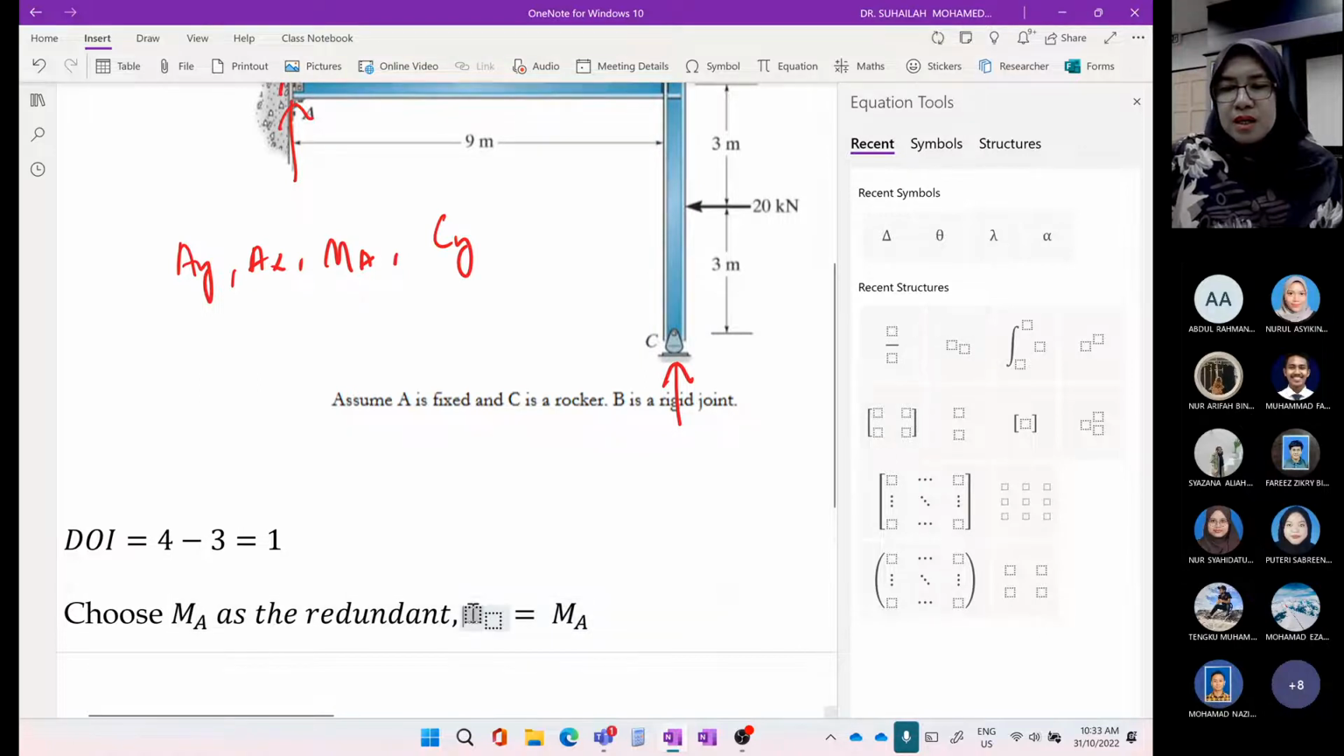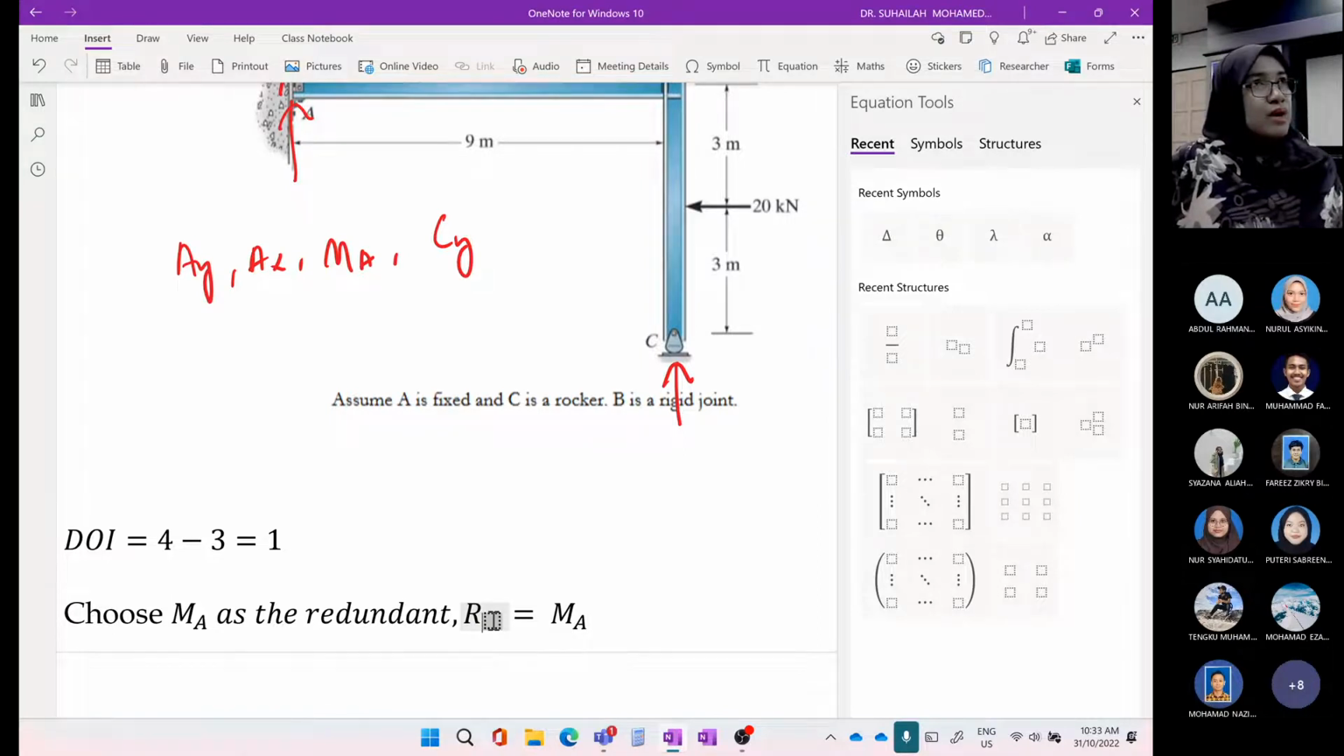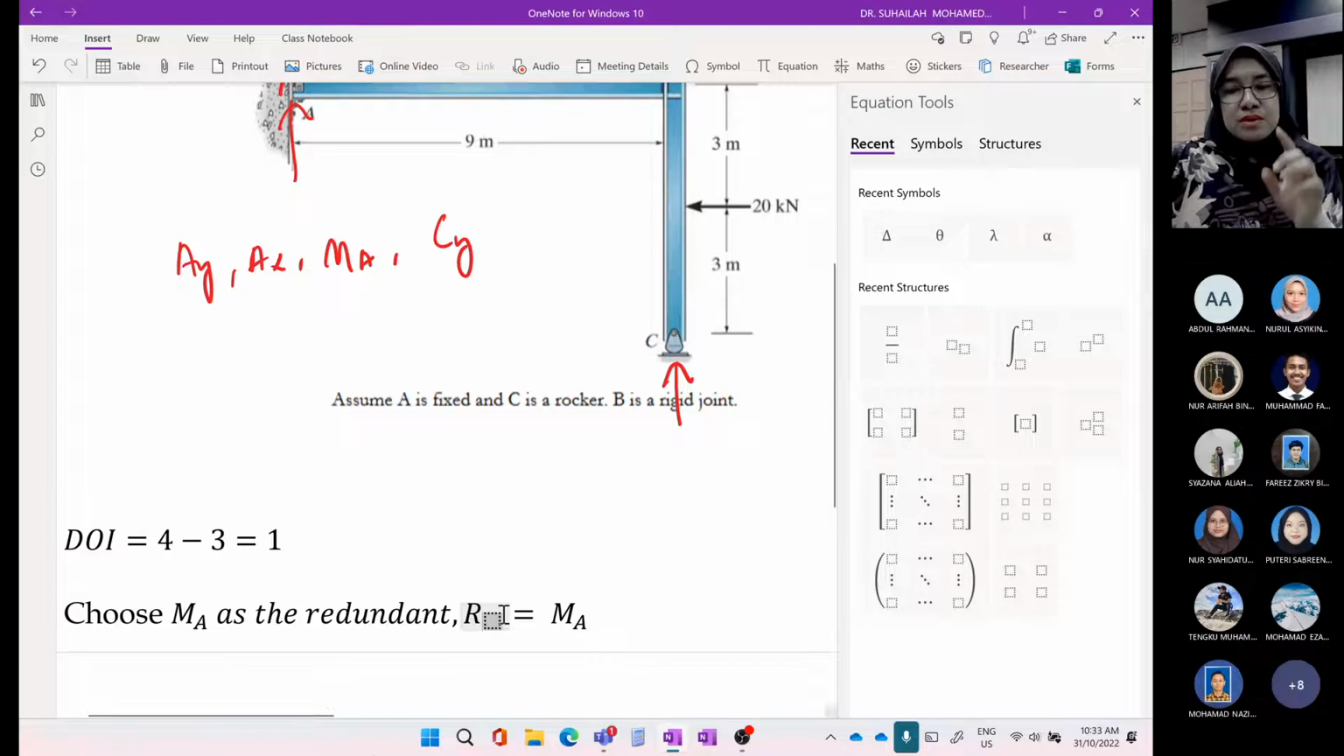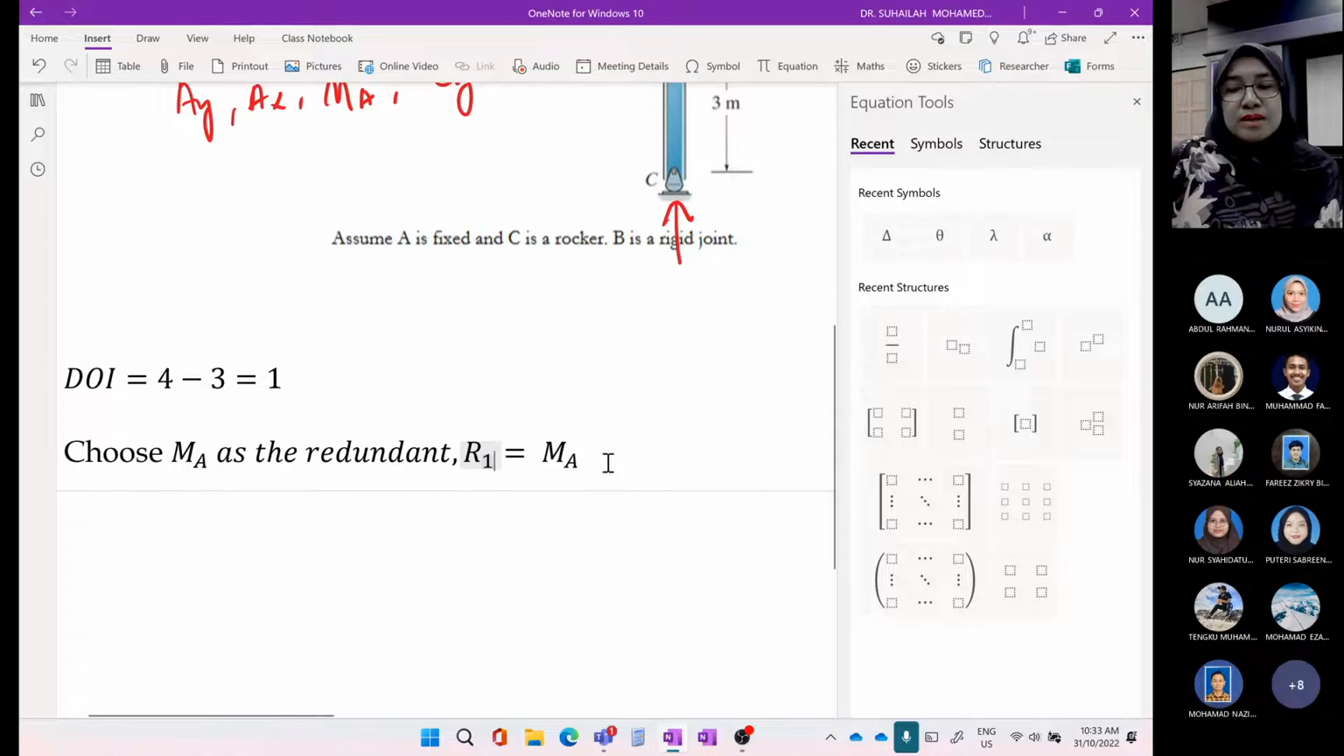Get familiar with numbering. R1 is for redundant 1, because when we have 2 redundants, we will have R1 and R2. In this case, we only have 1 redundant, so we can write R and we can also write R1. Get familiar with numbering because after this we will deal with everything with numbering. So instead of using the symbol A as the redundant position, we will use 1. From this, we will write the compatibility equation.